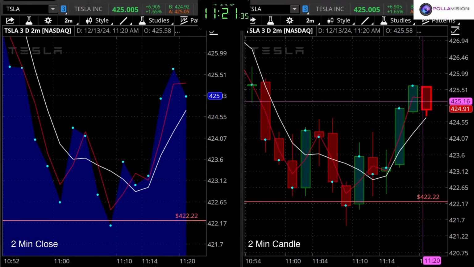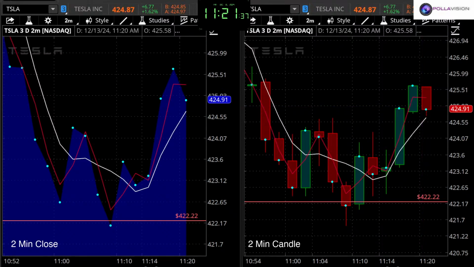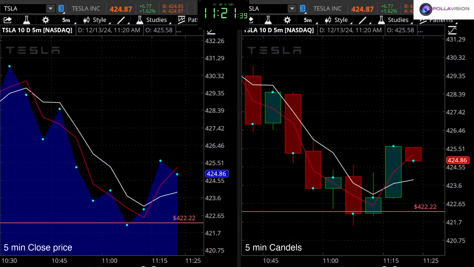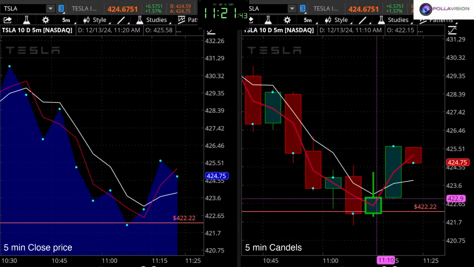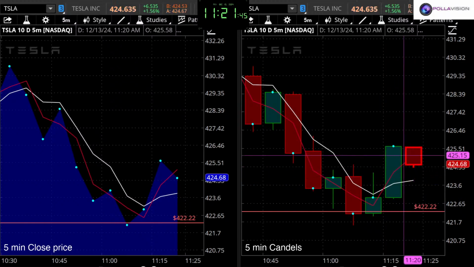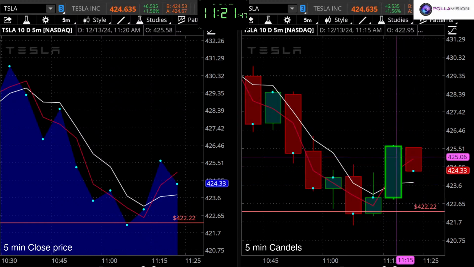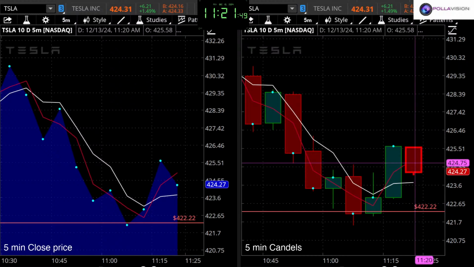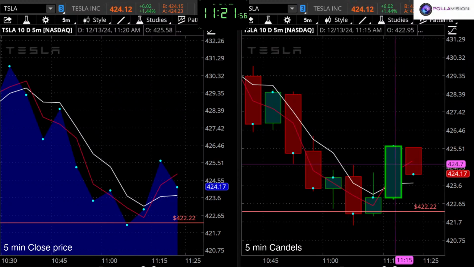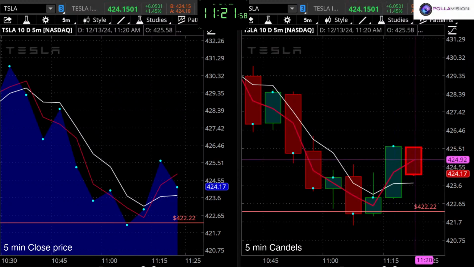We have an inside red here. Let's look at the 5-minute chart. 5-minute chart, we had this nice big green bar. Where is this going to end up? Do not let red bars scare you. You have to look at the relationship of the previous bar and then what is the next bar.